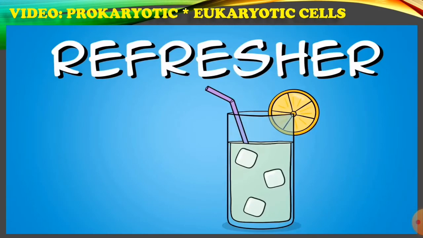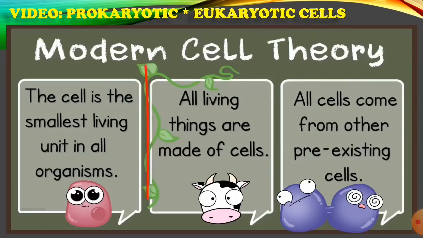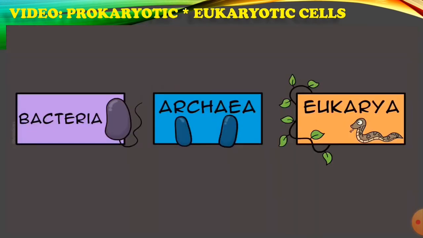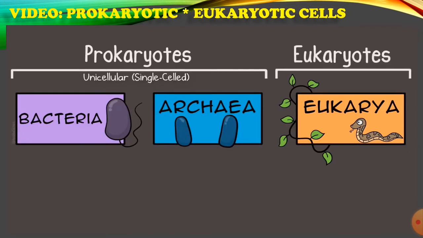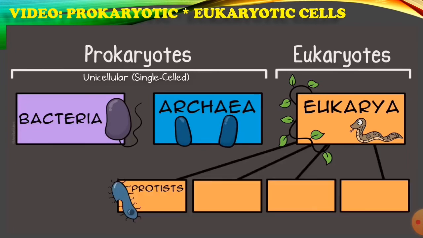First, just a refresher, recall that the modern cell theory includes a statement that all living things are made of one or more cells. All living things. In the three domains of life, prokaryotes are organisms that can be bacteria or archaea. They are unicellular, which means they are single-celled organisms. Eukaryotes are organisms that fit in this last domain, eukarya. Eukaryotes can be protists, plants, animals, or fungi.